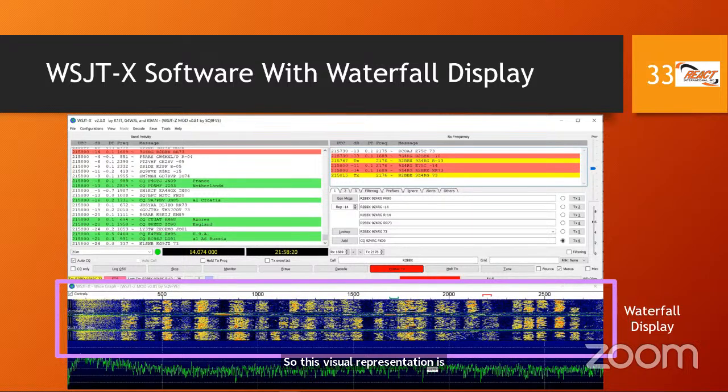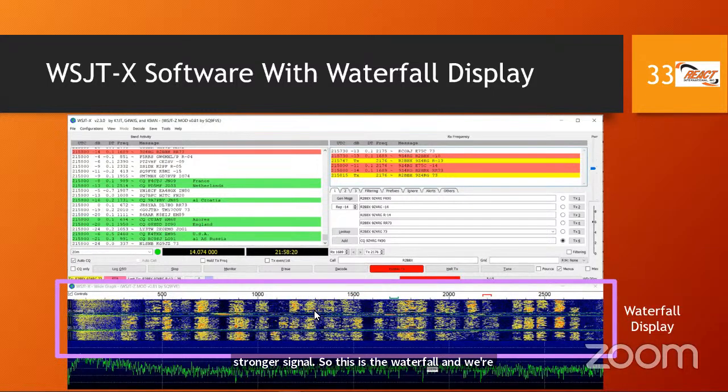So the more prominent it is, the stronger the signal is. The less prominent it is, the weaker. Notice this signal here, for example. This is a weaker signal because it is not as prominent as this signal. This is a stronger signal. So this is the waterfall, and we're seeing many signals. All of these are individual signals.